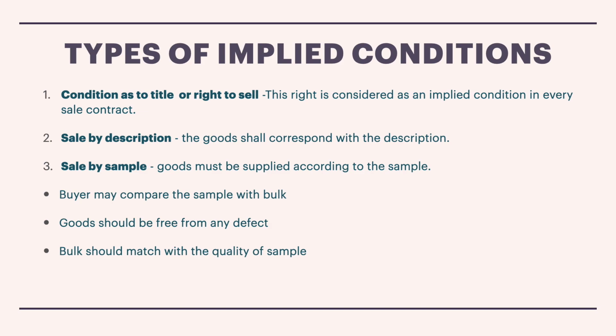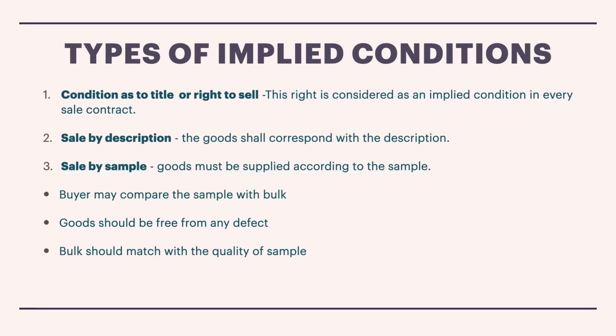Let's look at the types of implied conditions. Condition as to title or right to sell. This right is considered an implied condition in every sale contract. Condition as to title means if a person is selling a particular car or particular good, he should have the complete ownership rights over it.